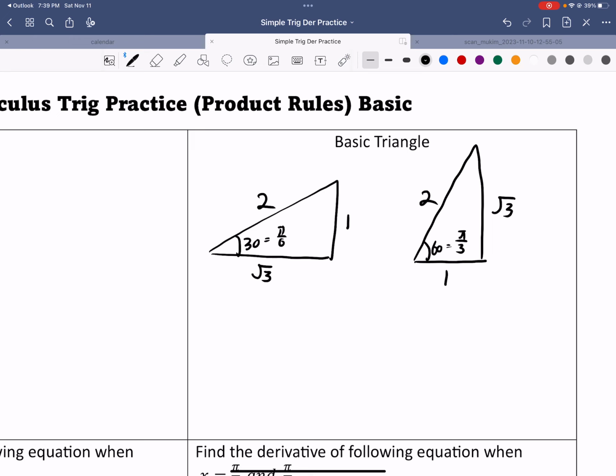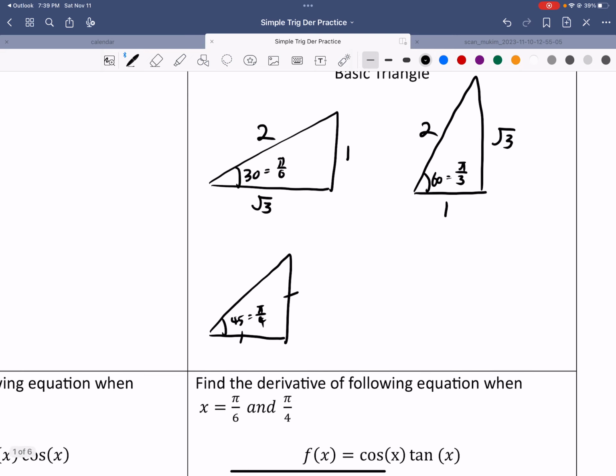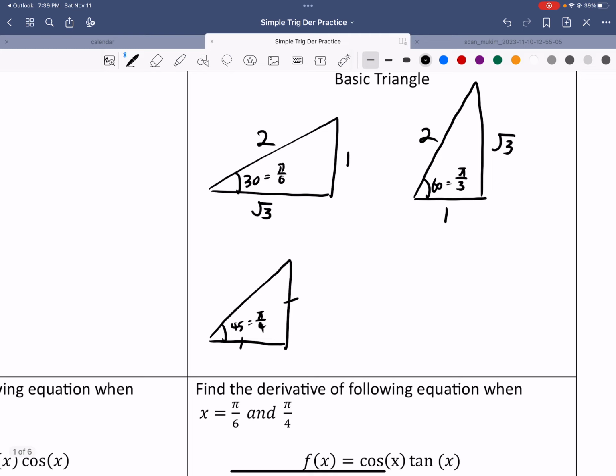And there's one last triangle that you have to memorize. If these two are equal to each other, which means this is going to be 45 degrees, which means it's pi over 4, because pi is 180 degrees. In that case, the ratio is going to be 1, 1, and square root of 2.